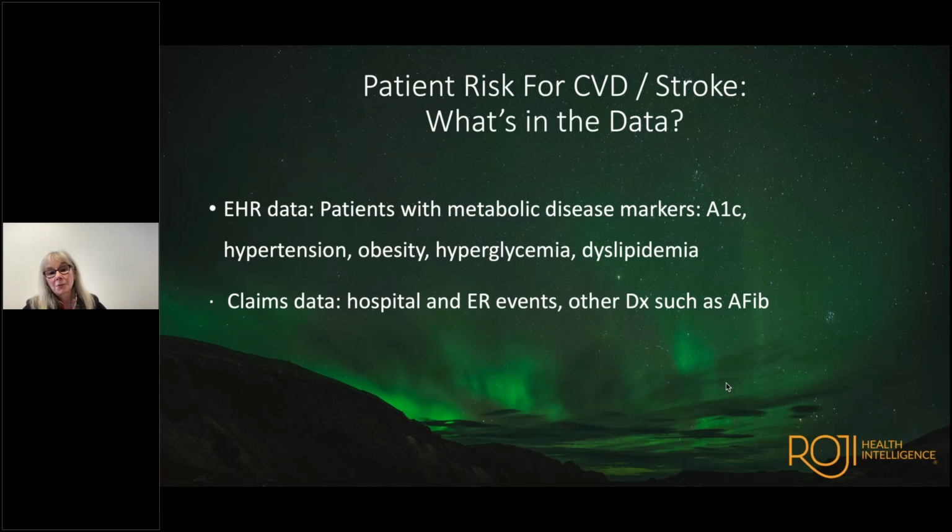So looking at patient risk for CVD and for stroke, what's in the data? Well, for patients with metabolic disease markers: A1C, hypertension, obesity, hyperglycemia, dyslipidemia. If you are collecting a more data method, CQMs, if you're embarking on either Medicare CQMs or you are looking at APP with all patient data aggregation, you will have all of these values in the data to enable you to start to work on interventions. And of course, you'll have the hospital data and ER events and other diagnoses such as AFib.